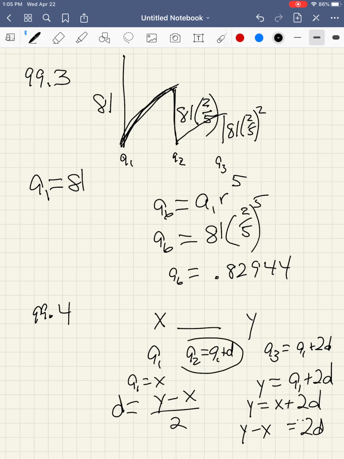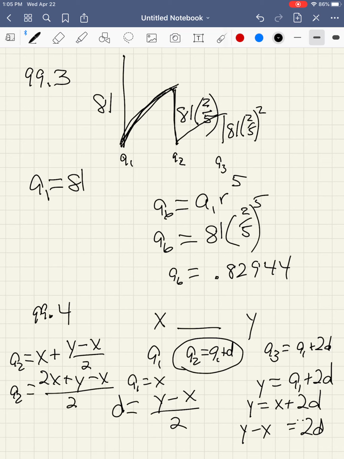So a2, using this formula right here, a2 is going to be a1 plus d, which is y minus x over 2. So we get a common denominator, which makes this 2x plus y minus x over 2, which simplifies to x plus y over 2, which is what we said it was going to be. So the arithmetic mean is x plus y over 2.